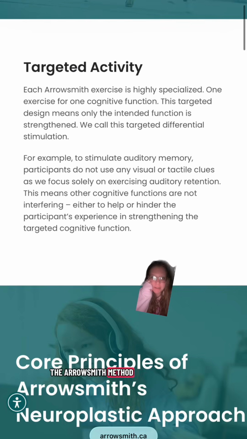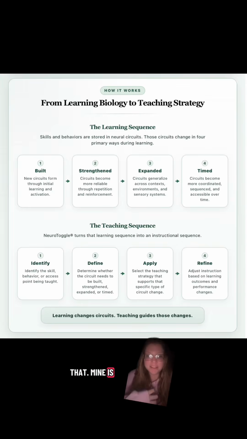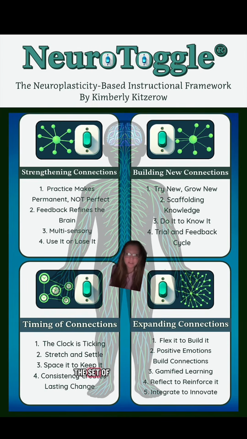The Arrowsmith method is extremely specialized, one exercise for one cognitive function. I don't love that. Mine is these are the ways neural circuits change when you learn. And here are the set of teaching strategies that produce those changes.